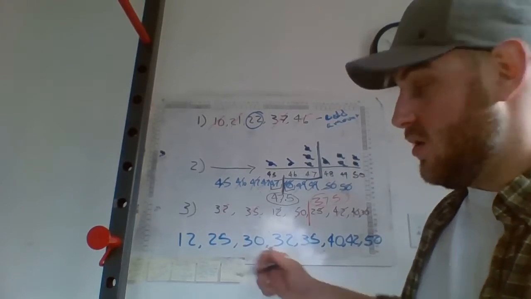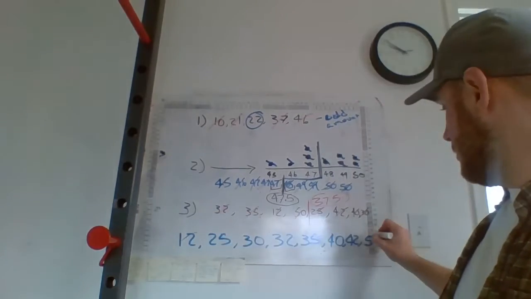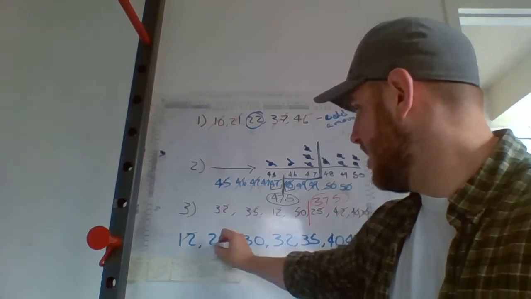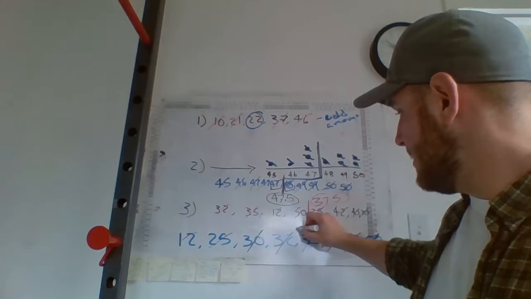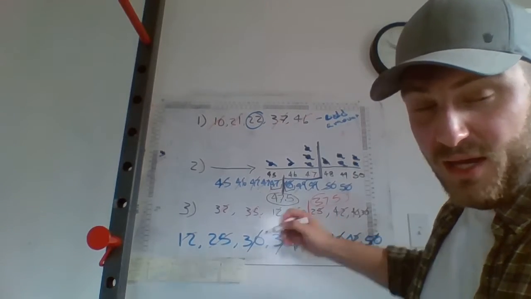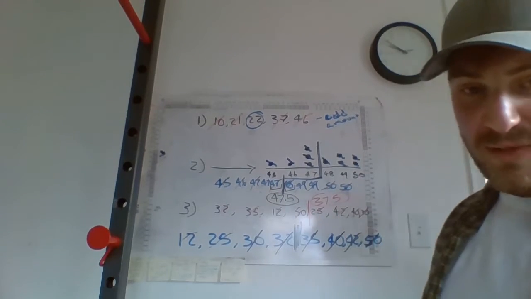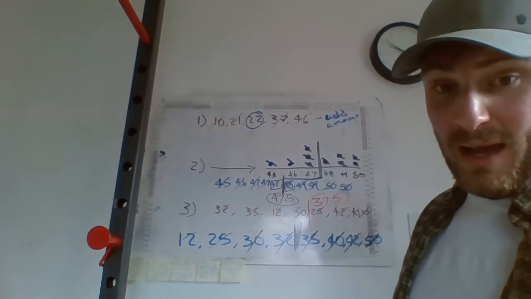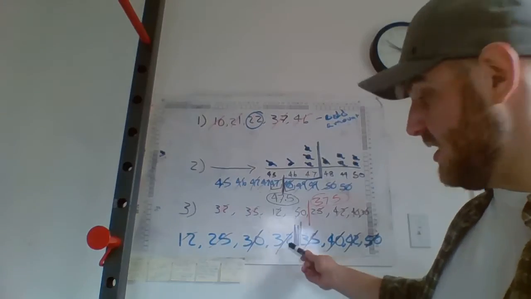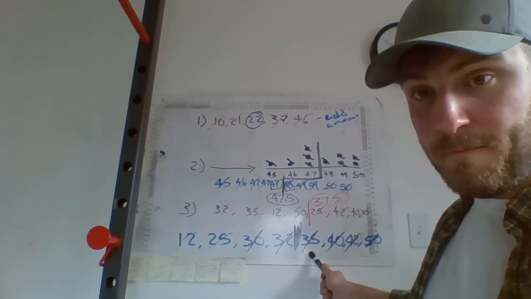Here we go. Cross off smallest, cross off biggest. Smallest, biggest, smallest, biggest, smallest, biggest. And I'm left with a number somewhere in the middle. I'm left with that because this was once again an even amount of data. Now, my median is somewhere between 32 and 35.